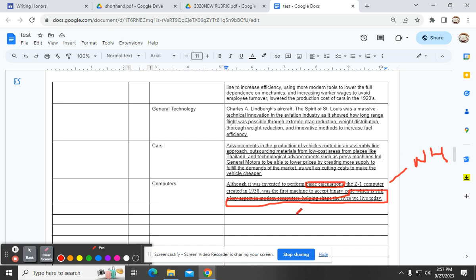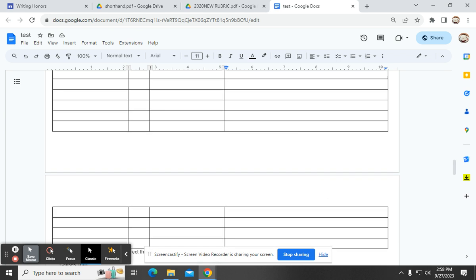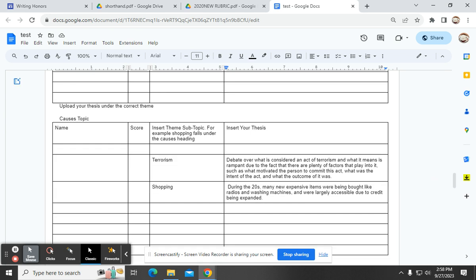Focus more on what this computer did for the people in the 1930s, and definitely want to look at the prompt. If you're doing any of the computer topics, make sure you don't make it too technical. Try to focus on the benefits for society in that period, and avoid making connections to present day.